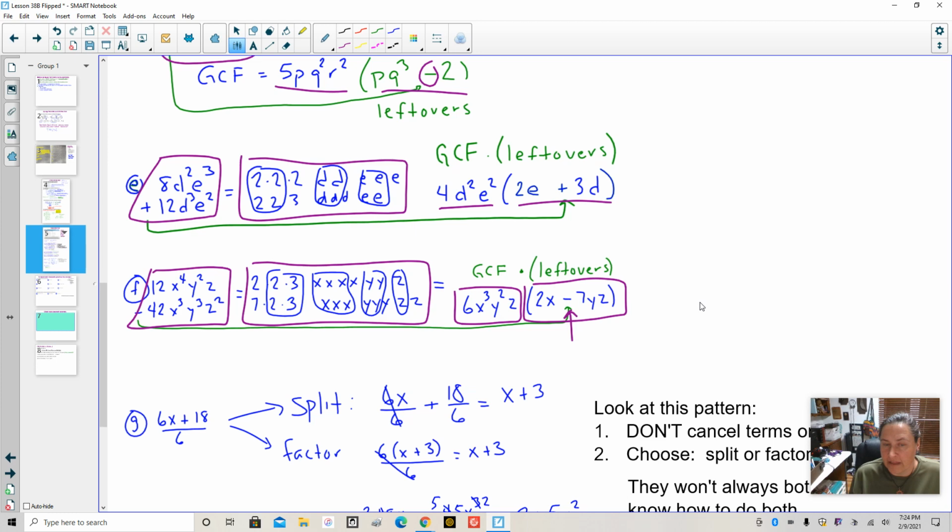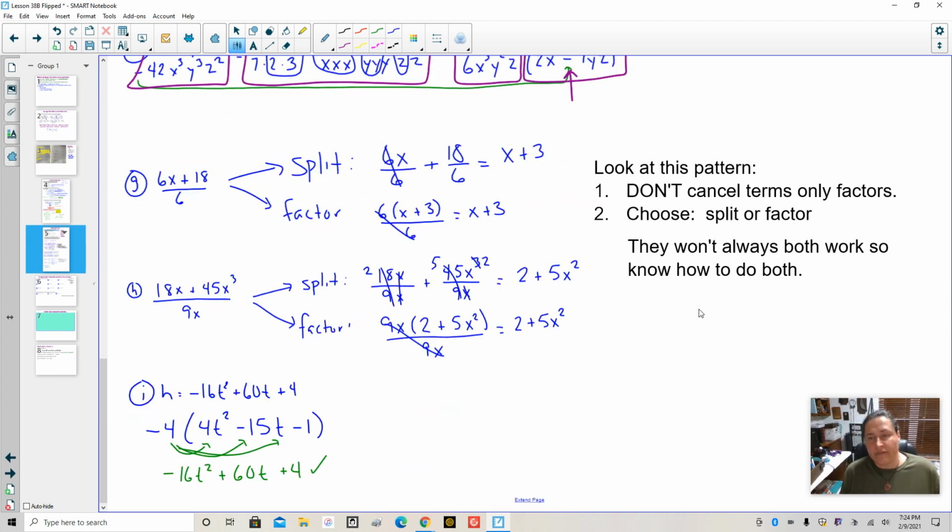On these, remember you can't cancel terms, only factors. So you have to choose, you can split or factor. On these two, both ways work. So 6x over 6, 6x over 6, and 18 over 6. I'm going to split those. Or I can factor. I still end up with x plus 3. Take a look at those really quick.